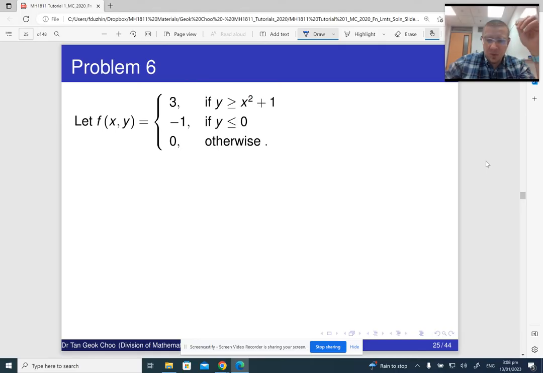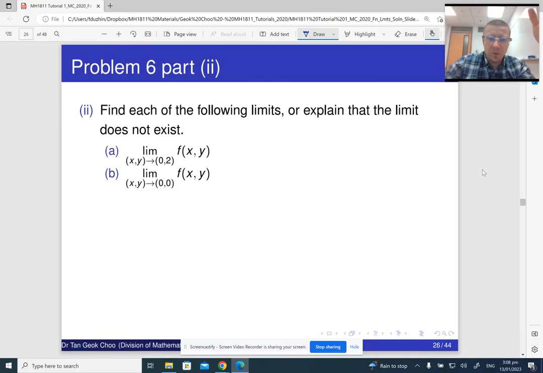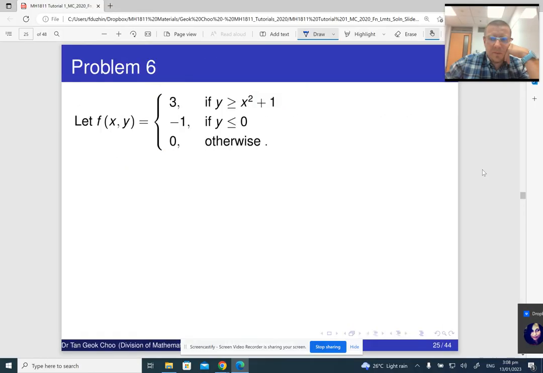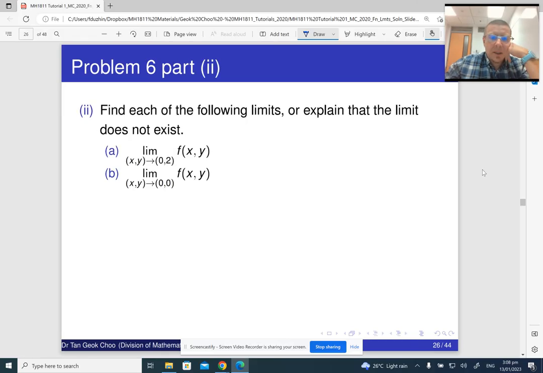Now, I've been asked to do just part two of this problem, so I'm going to explain part two, right? So here, f is a function defined in a piecewise manner, like this, and we need to find a limit of this function when x and y approach, in subpart A of part 2, (0, 2), and in subpart B of part 2, (0, 0).